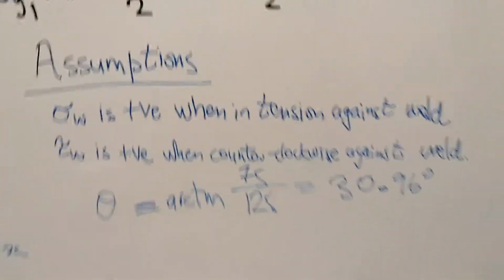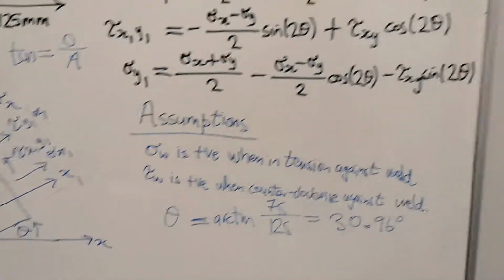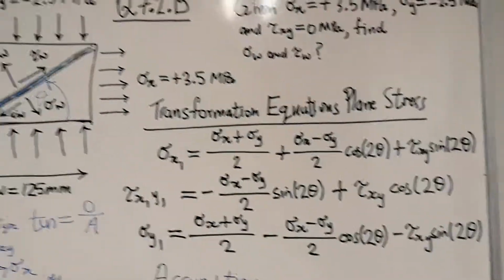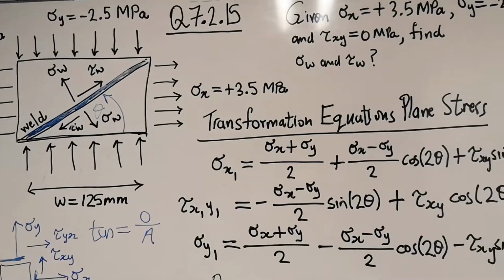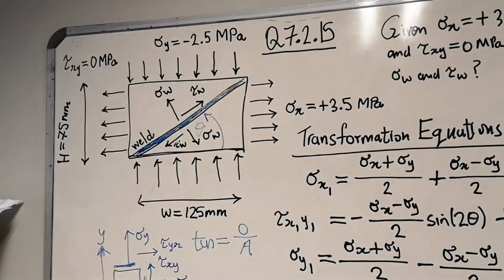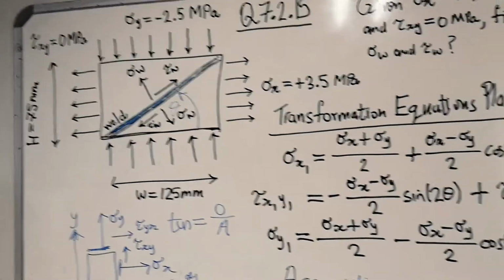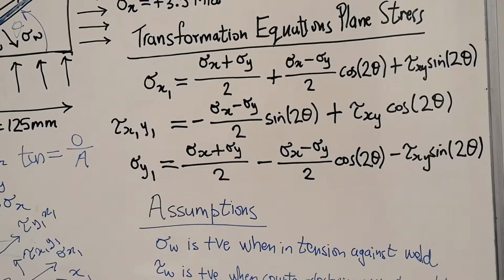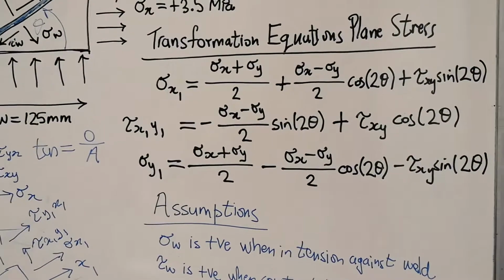30.96 degrees. All right, so far so good. So we've got the sigma x, which is plus 3.5. We've got a sigma y of minus 2.5. No information is given on the shear stress. We assume it is 0. We plug the data into the plane stress transformation equations.